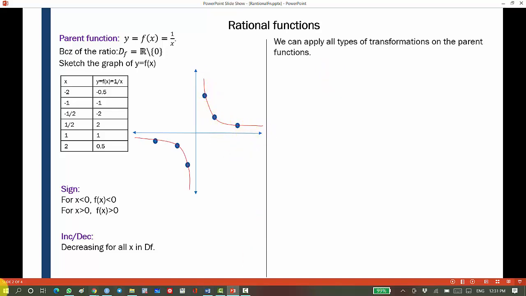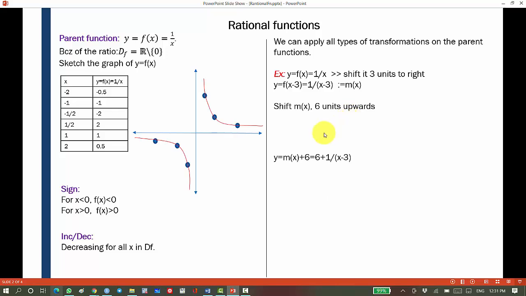We can apply all types of transformations to the parent function. For example, shift the parent function 3 units to the right, that is f of x minus 3, which becomes 1 over x minus 3. Let's name it m of x, and then shift m of x 6 units upwards. That is y equals m of x plus 6, which is 6 plus 1 over x minus 3.